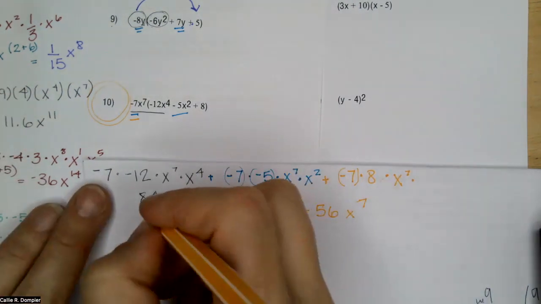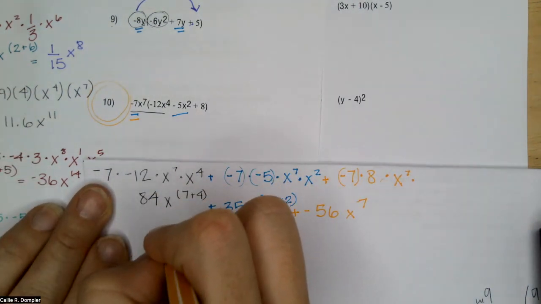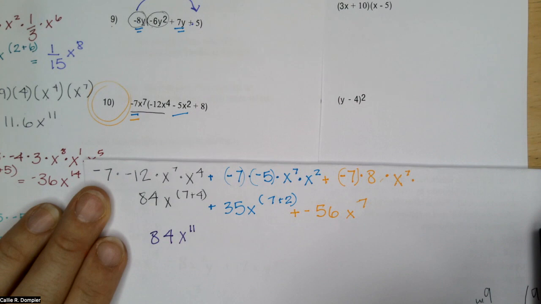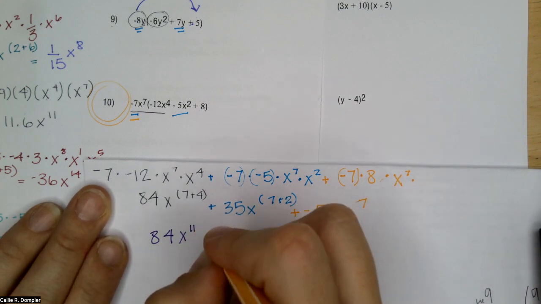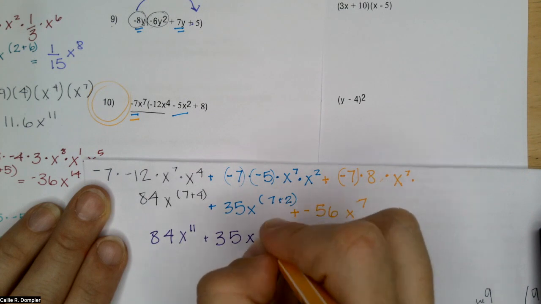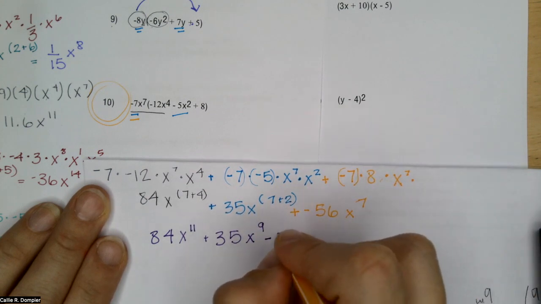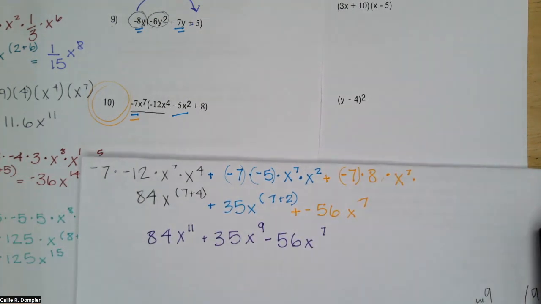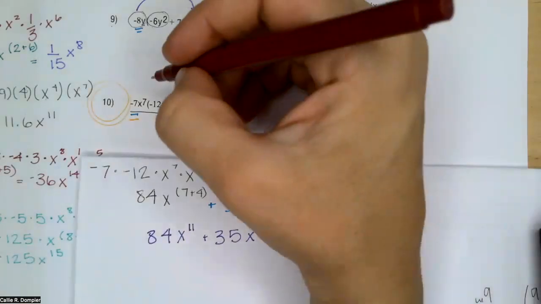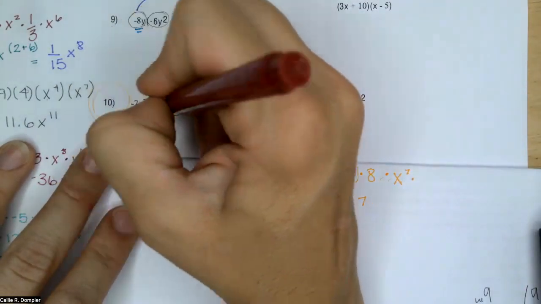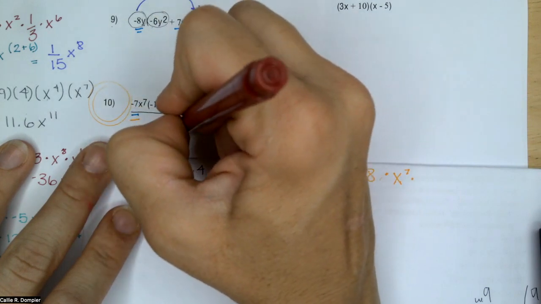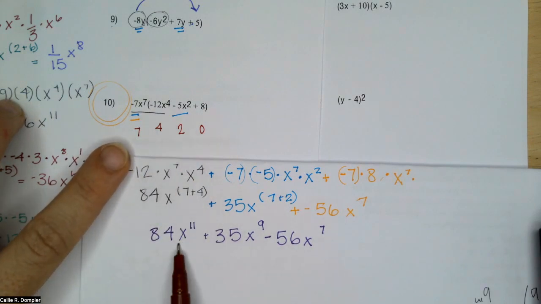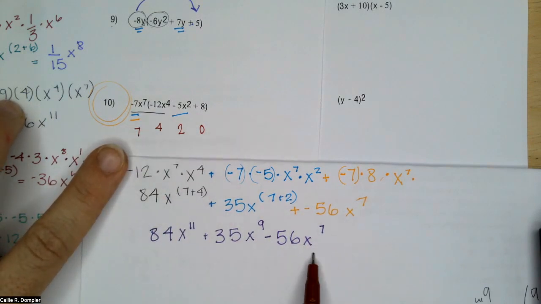Good. Simplify. 84x, 7, 8, 9, 10, 11. 84x to the 11th. And then 35x to the 9th plus a minus 56 is going to be negative 56x to the 7th. Good. Let's compare degrees, okay? So right here we've got degree 7, degree 4, degree 2, and degree 0. So 7 and 4 gives us 11. 7 and 2 gives us 9. 7 and 0 gives us 7. So that tracks.